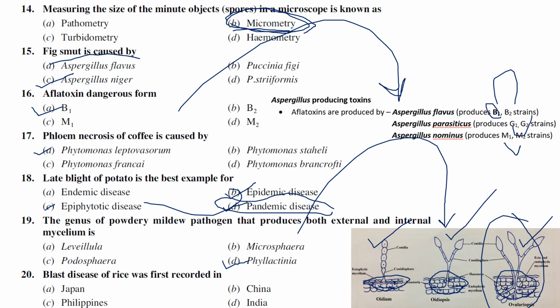The next one: blast disease of rice was first reported in Japan, China, Philippines, India. Actually, the blast disease of rice was first reported in China in 1637. It is a very old recorded disease in China. Of course, other diseases also are there, but it was first reported in China in 1637. In India, it was reported around 1918, I think, in Tamil Nadu, around Tanjore district, because Tanjore is very famous for the production of rice, right?